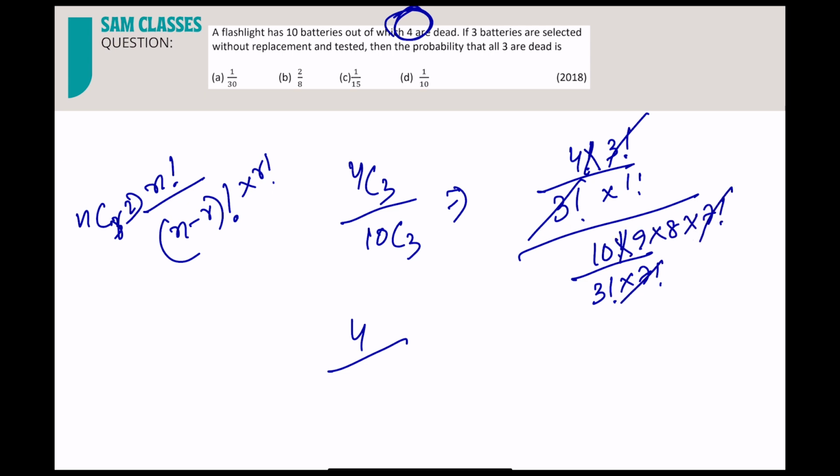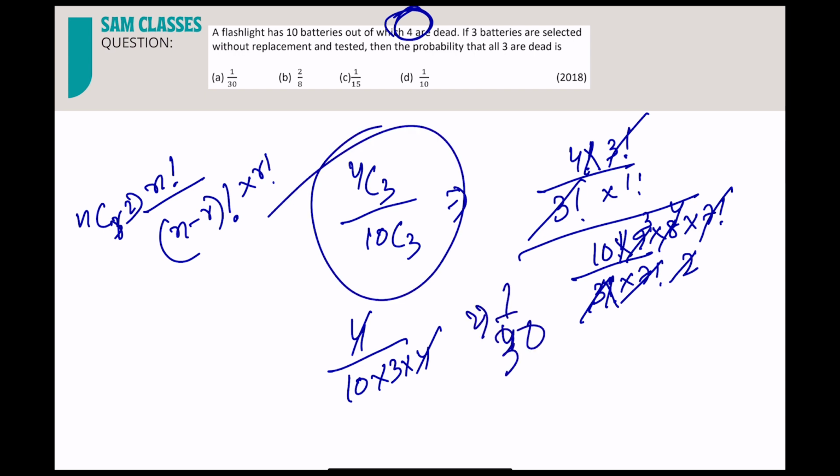I won't be writing the whole thing in the exam. And 3 factorial is nothing but 3 into 2, 6. So 3 threes are gone. Okay. And then what we have? 2, 4. So basically we are getting 4 by 10, 3 and 4. Correct. 4 by 10, 3, 4. So 4, 4 gone, 1 by 30. That's it.